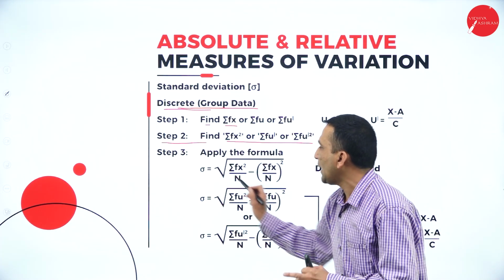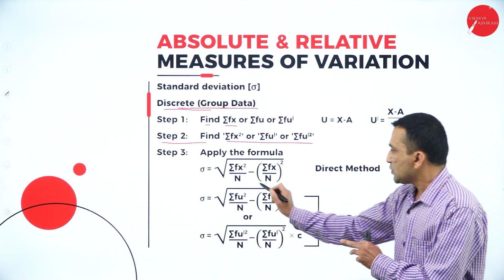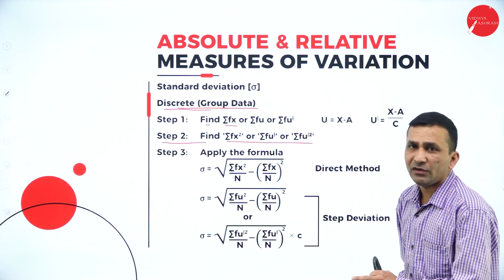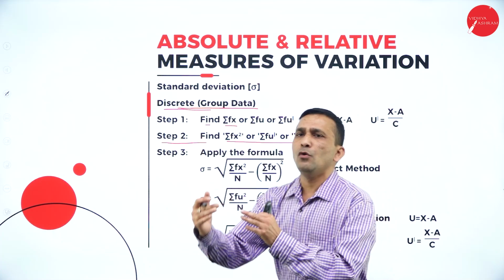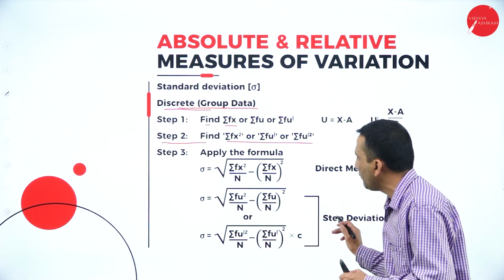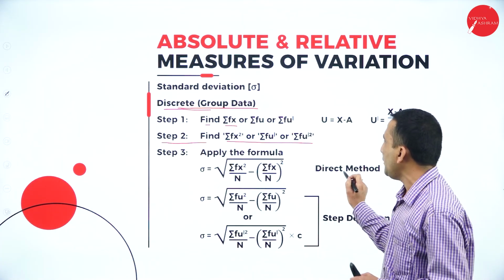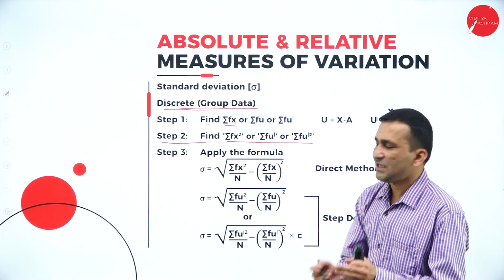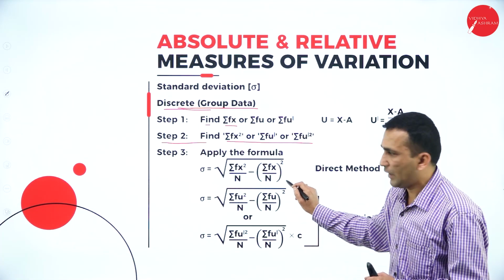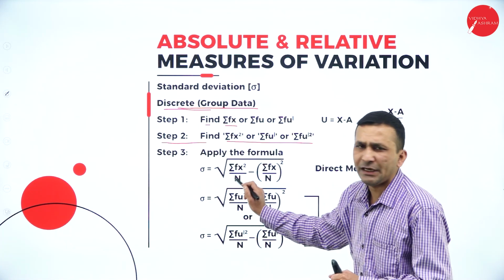The formula can be applied either with the direct method or the step deviation method. When applying the step deviation method, the numbers are given with more than 2 digits, so I suggest doing it with the step deviation method, because the numbers will be reduced. In case of the direct method, we apply it when the number is a single digit. According to the formula, whatever is required, step 1 and step 2 will cover it.